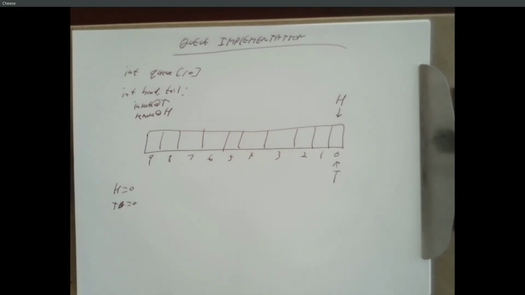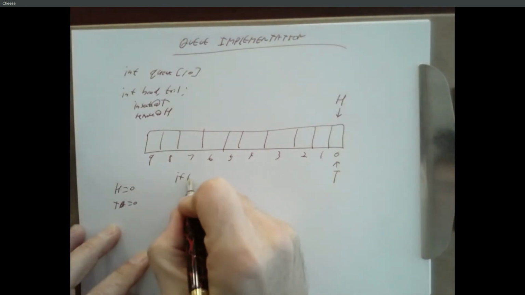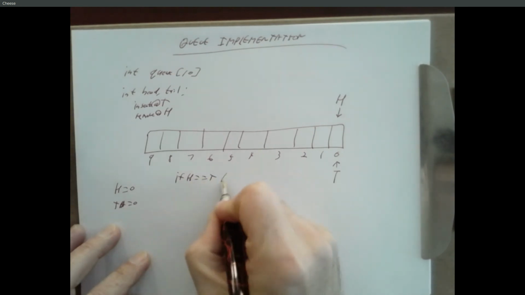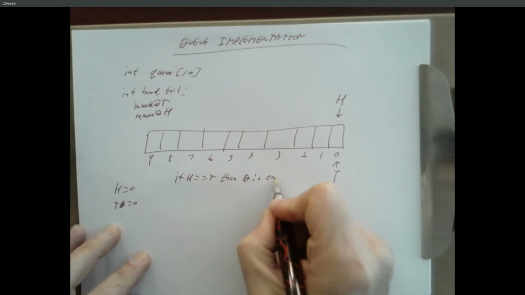And that's going to be what we actually use to know that the queue is empty, because the tail is going to be able to move around, and we're going to see in a few minutes that we can still have an empty queue even though the tail is not 0. But if the tail and head are equal to each other, that's going to mean we have an empty queue. So if head equals tail, then the queue is empty.